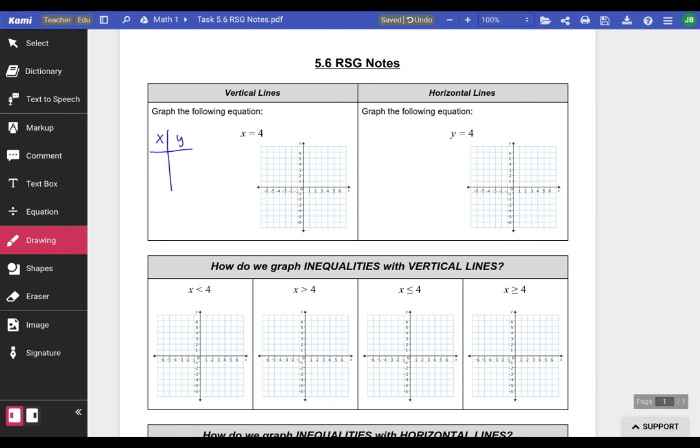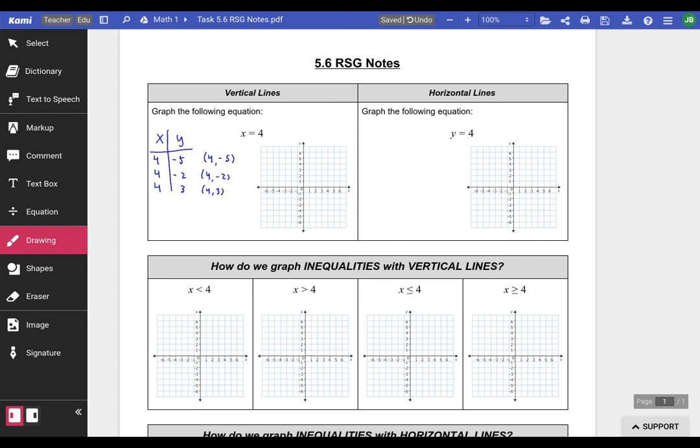So when we have x equals 4, what that's telling us is the x coordinate of any point on that line is always going to be 4. And y could be whatever you want it to be. So it could be -5 and let's say -2 or 3. The y coordinate doesn't matter, only the x does. So then we can take this table and translate it into ordered pairs that we can graph to make our line.